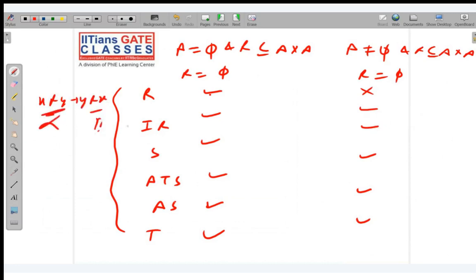Trivially it is true. Symmetric is there. Antisymmetric, same. When x is related to y and y is related to x, then x should be equal to y. When both are missing, no need to check anything. Same is the case with asymmetric.